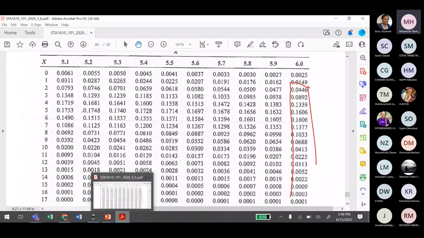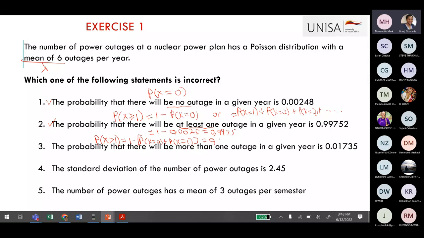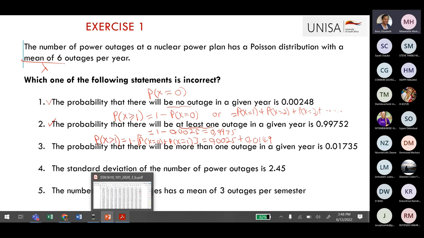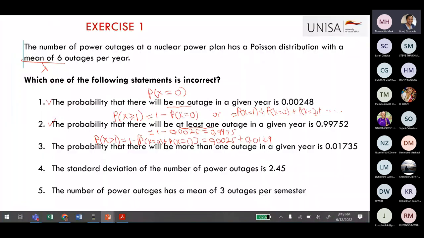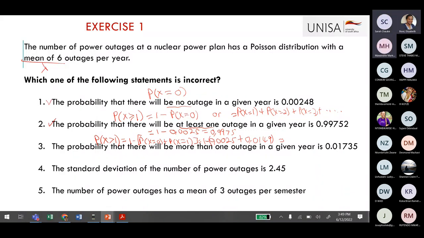I'll just add those two: 0.0025 plus 0.0149. Then subtract that from 1. Do you have the answer? 0.9826. Yes, after adding, it is 1 minus that answer.